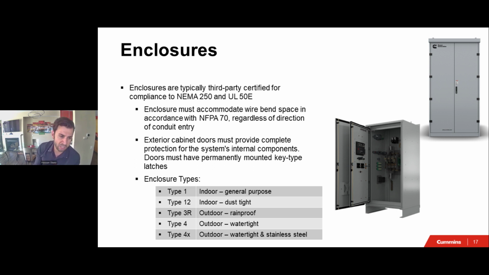You can look those up online from the NEMA website to get a more detailed description of exactly the differences between all of them. So type 1 and type 12 are indoor, general purpose, or dust tight, and then 3R for outdoor enclosure, and then 4 is watertight, and then 4X is stainless steel.